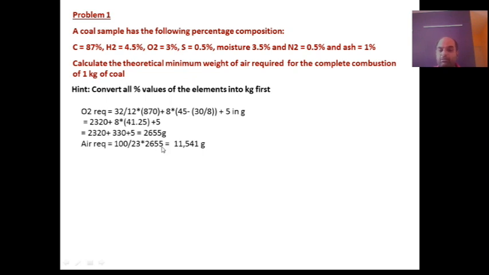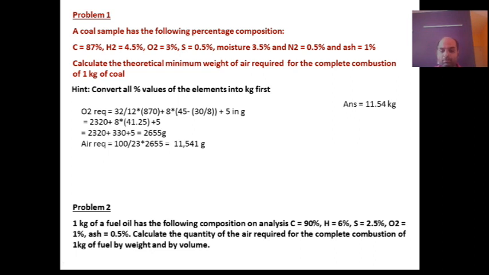So 11.54 kilograms of air is required for complete combustion. This is the minimum amount of air. What it means is that for complete combustion, you can supply a higher amount, an excess of air, but you cannot supply an amount lesser than this. Otherwise, incomplete combustion will take place.